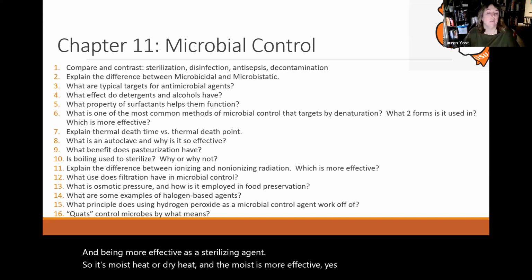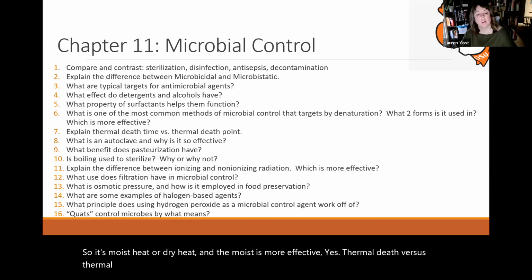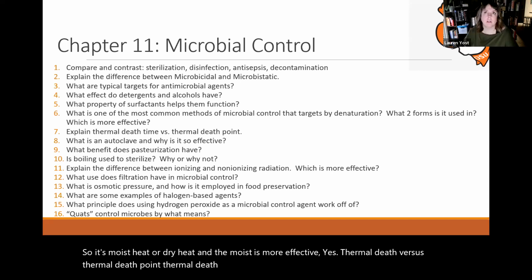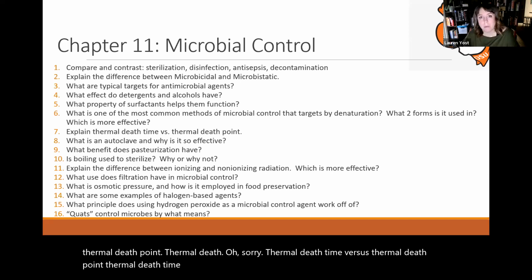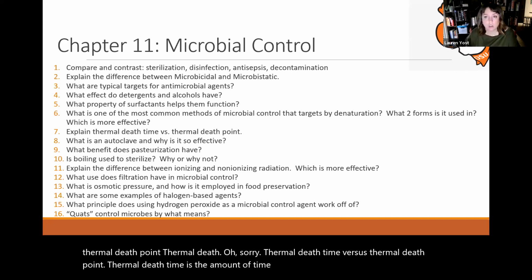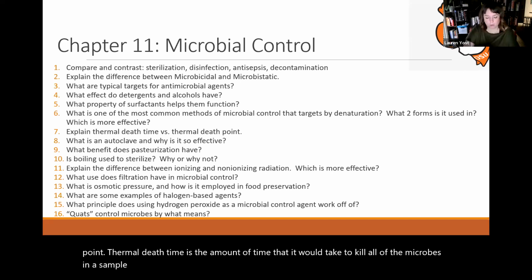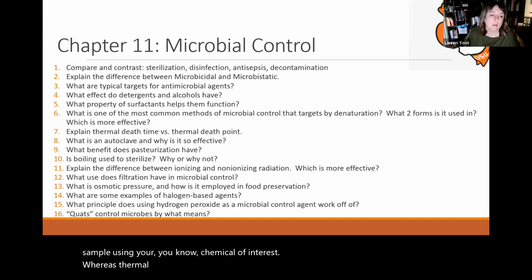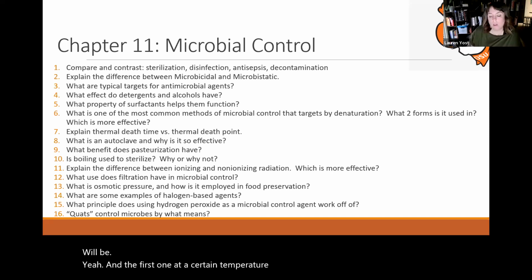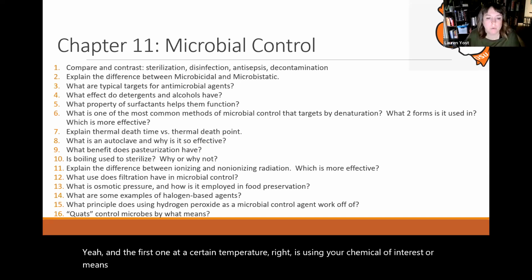Thermal death time versus thermal death point. Thermal death time is the amount of time that it would take to kill all of the microbes in a sample at a certain temperature, right? It is using your chemical of interest or means of killing microbes, whatever you're looking at.